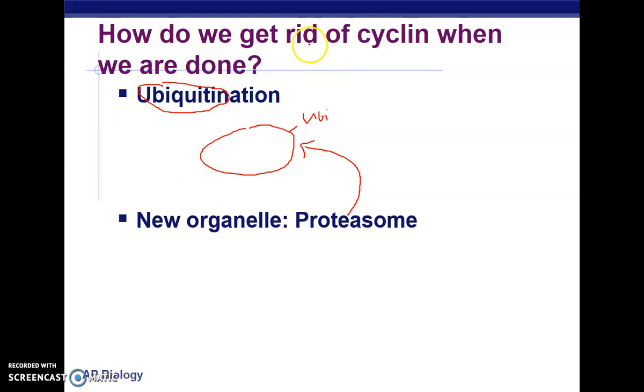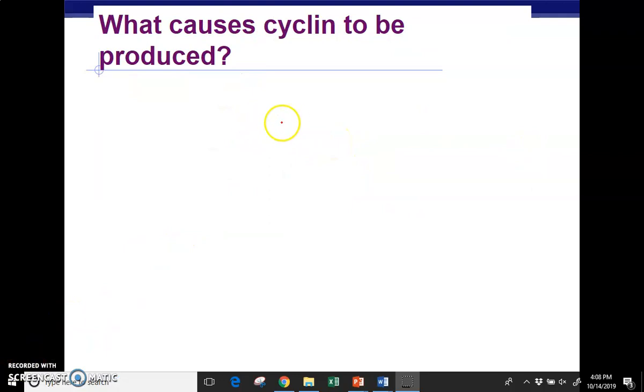But again, the point is, how do we get rid of cyclin? We ubiquitinate it, which is adding a protein tag called ubiquitin, and that signals for a new organelle called the proteasome to come and degrade it. So we answered this question already back on the previous slides. We asked what causes cyclin to be produced. We've talked about how growth factor is produced by cells in the environment, which causes the cells that respond to the growth factor to produce cyclin.